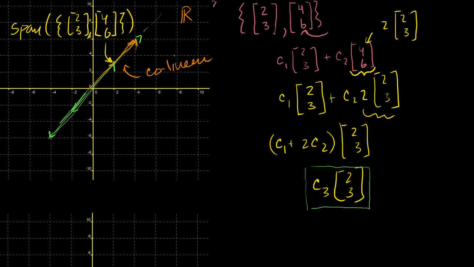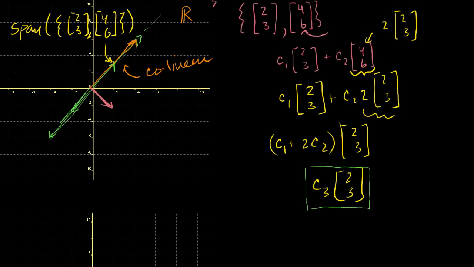You can't represent a vector like this one right there with some combination of those 2 vectors. There's no way to break out of this line. So there's no way that you can represent everything in R2. So the span is just that line there.